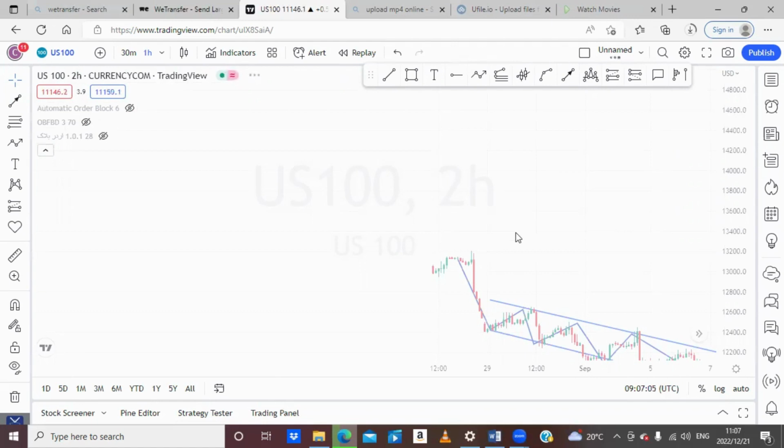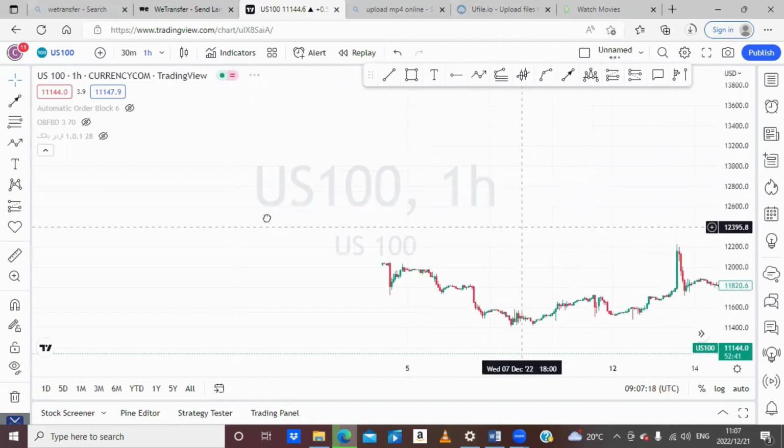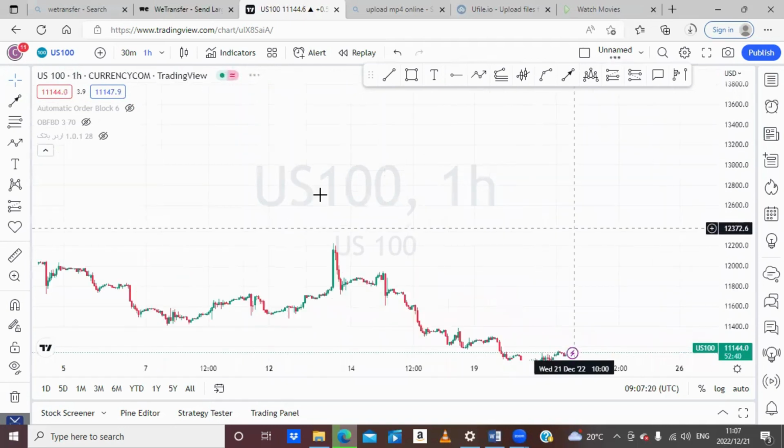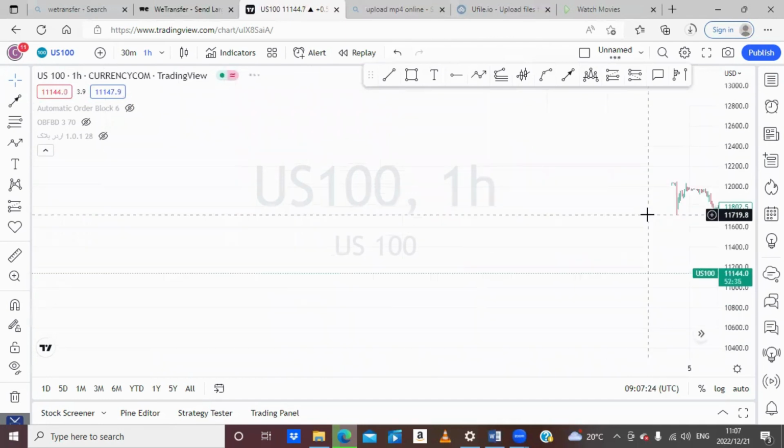You can take a trade on the third touch, or if you feel like you've already missed the trade, you can wait for the breakout and the retest. The retest is always the best time to enter a trade. Understand?